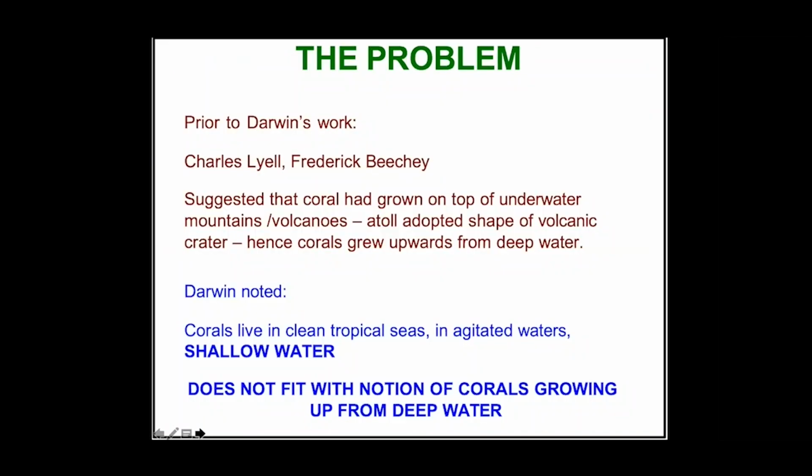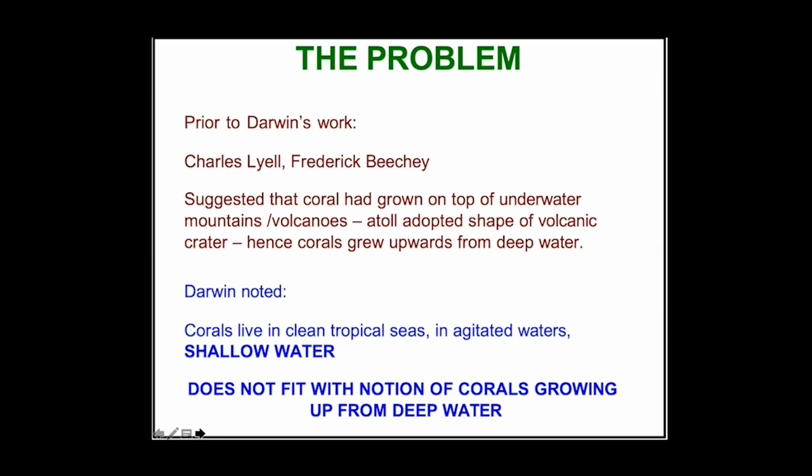Prior to the work by Darwin, Charles Lyell and Frederick Beechey are also well known for the early work. They suggested that coral would grow on the top of underwater mountains and volcanoes, that the atoll adopted the shape of a volcanic crater, and hence corals grew upwards from deep water. What is critical here is to note that last statement: corals grew upwards from deep water.